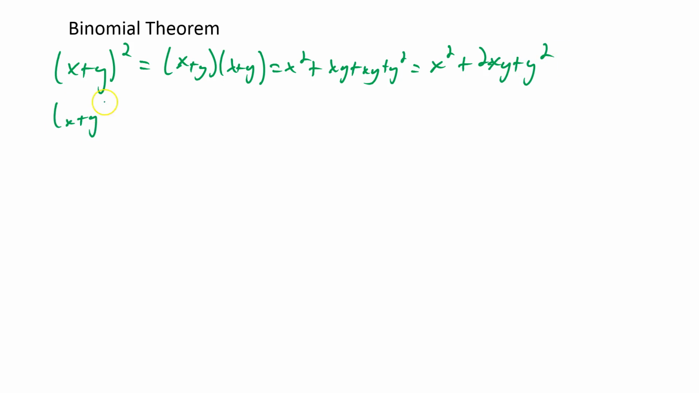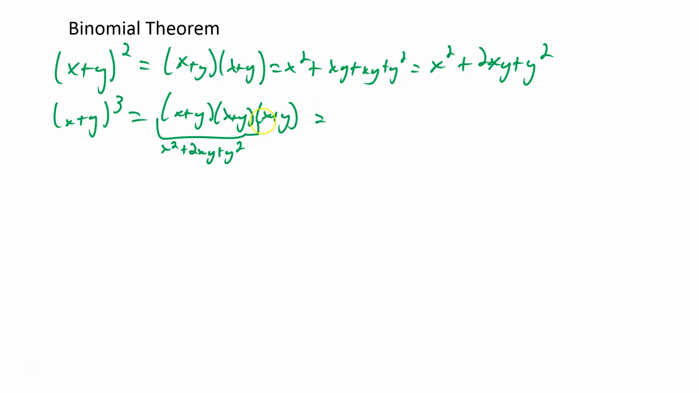Let's do x plus y cubed. So that'd be x plus y, x plus y, x plus y. Well, I already have this, right? This is x squared plus 2xy plus y squared. Now let's multiply by the last one. So x times x squared is x cubed. X times 2xy is 2x squared y. X times y squared is xy squared. Y times x squared, we have yx squared. And then we have a 2xy squared, and then y times y squared is y cubed.